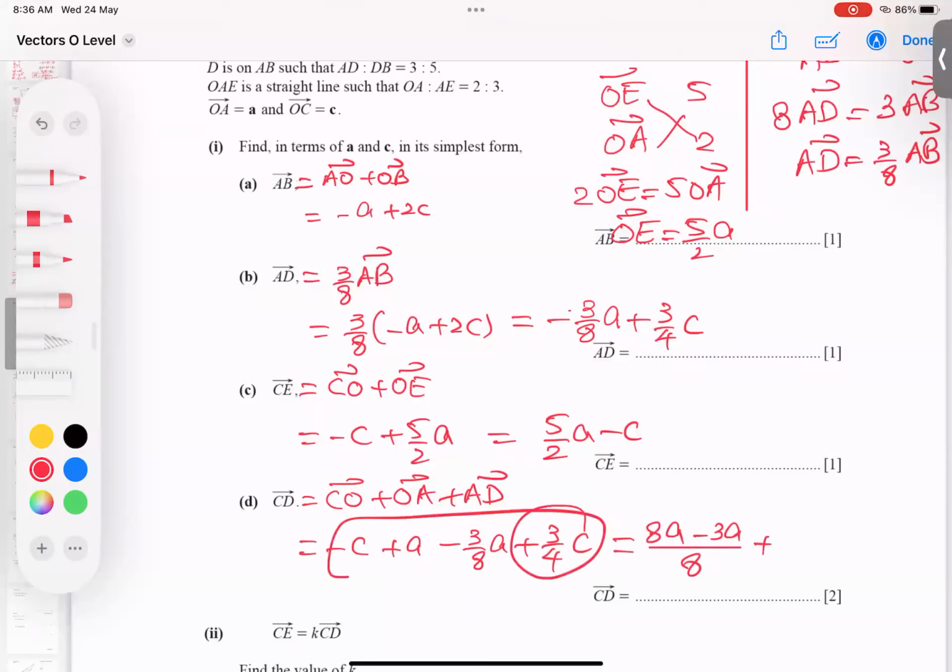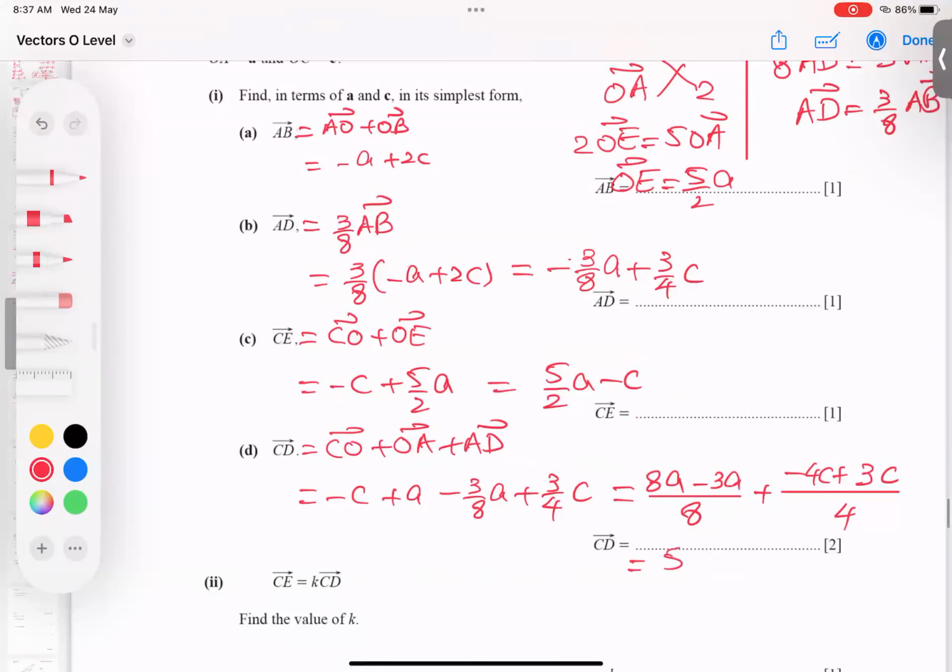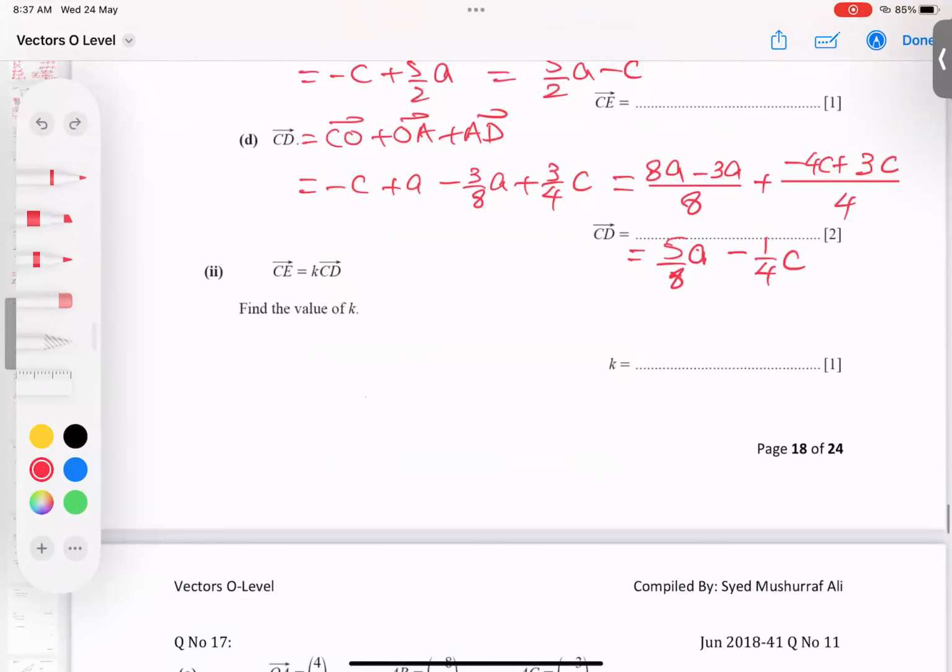Let's talk about this and this. I got again 4 as LCM for this to match. So upper 3C is copied here. But this 4 into C, I got minus 4C. So finally, I'm getting 5 by 8A, and minus 1 over 4C, because 4C minus 3C gives a minus 1. I hope so the point is very, very clear.